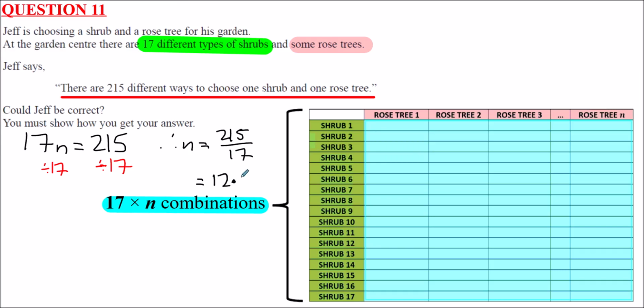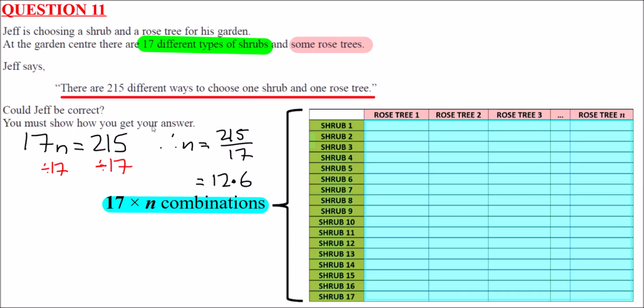And so for Jeff to be correct, there'd have to be 12.6 rose trees. Now just think about that. Does that make sense? Can you have 0.6 of a rose tree? Well, the number of rose trees is a discrete variable. There's either one rose tree, or there's two, or there's three. The number of rose trees has to be a whole number. But we've just established that the required number of rose trees is not a whole number. So what we've got here is a nonsense. This can't be the case. So in terms of Jeff being correct, he can't be.